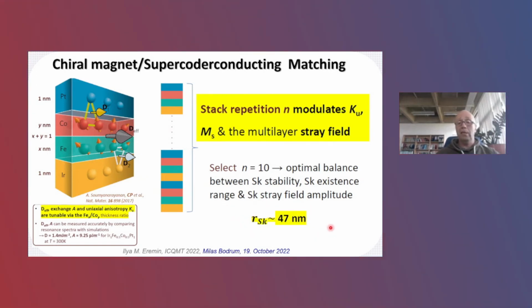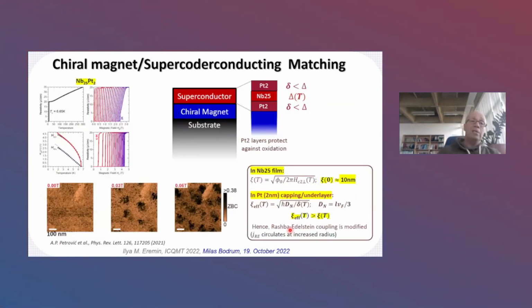And this is what they did here. For these heterostructures of 47 nanometers, at the same time, they also used the superconductor niobium platinum. So this is niobium 25, and they put some coverage with platinum in order to effectively fix or modify the superconducting coherence length, and that's of course done in order to modify the size of the vortices. And this is also what they have shown here that they were able to do.